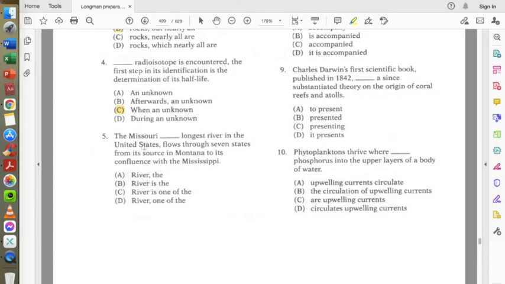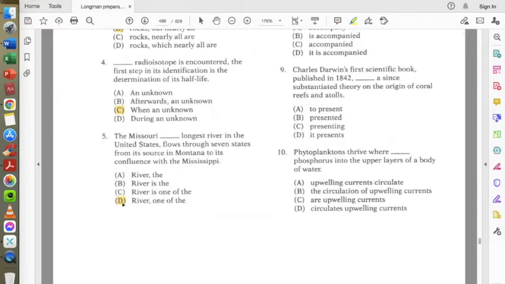Number five, the Missouri blank longest river in the United States. Looks like we should have a double comma here. We're going to add information about the Missouri River. And so we need one of. We can also say which is one of, but same basic idea. We can omit which is and just say one of the longest rivers.